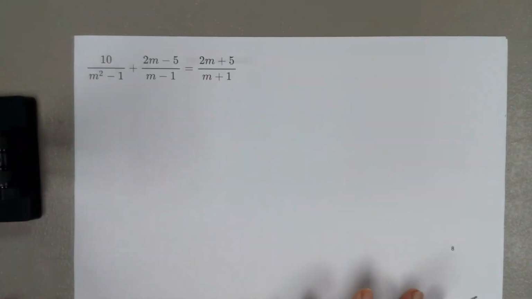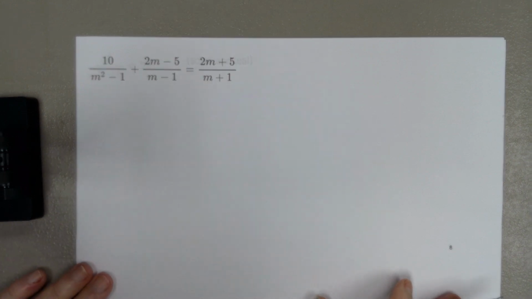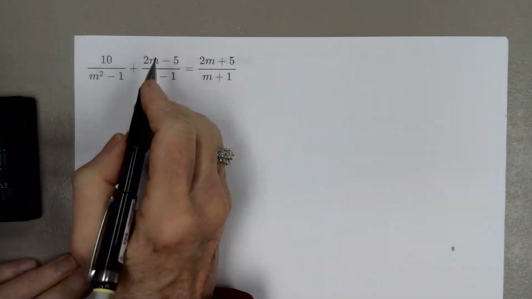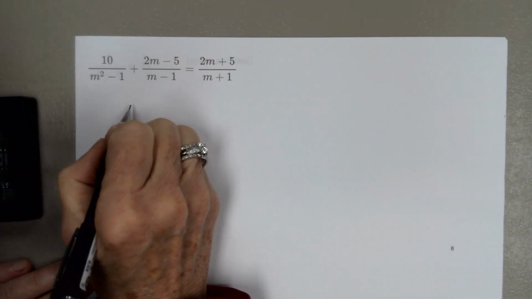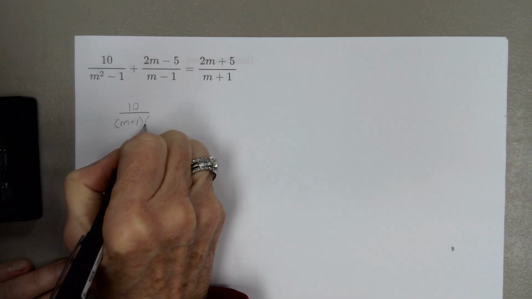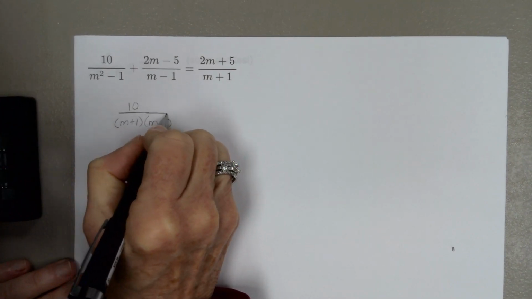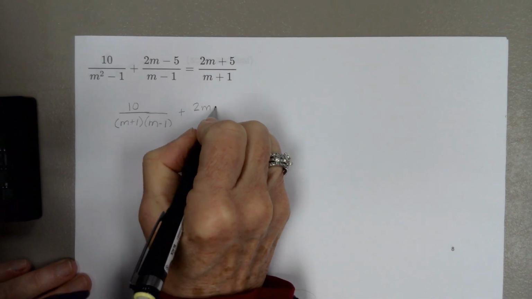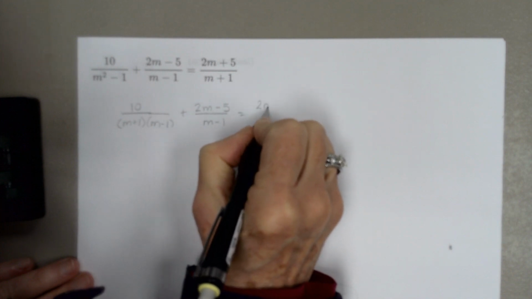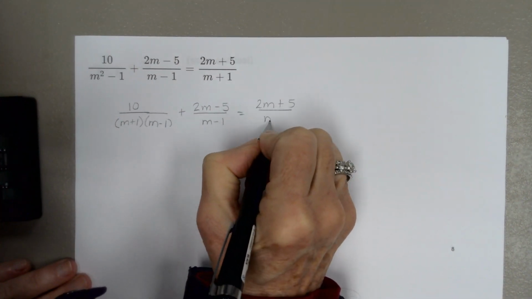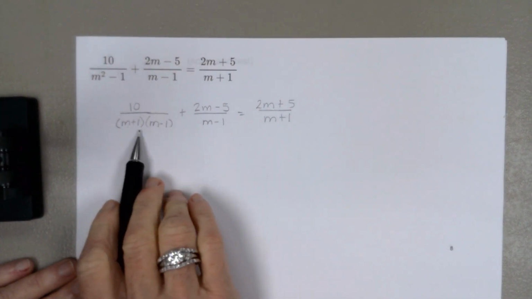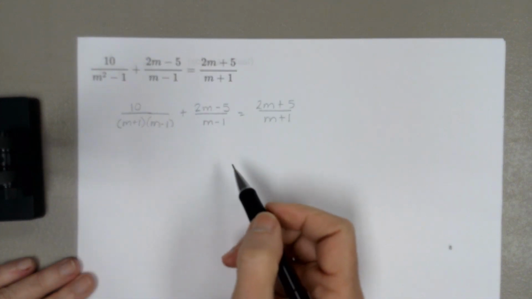Okay, here's another one, a little bit more complicated because I've got to factor first. This might be one that I want to have a common denominator all the way across. So let's work on what the common denominator would be. I'm going to factor to m plus 1 times m minus 1 plus 2m minus 5 over m minus 1 is equal to 2m plus 5 over m plus 1. Now you can notice by looking at it that the common denominator is going to be that. That's going to be a combination of everything you have.